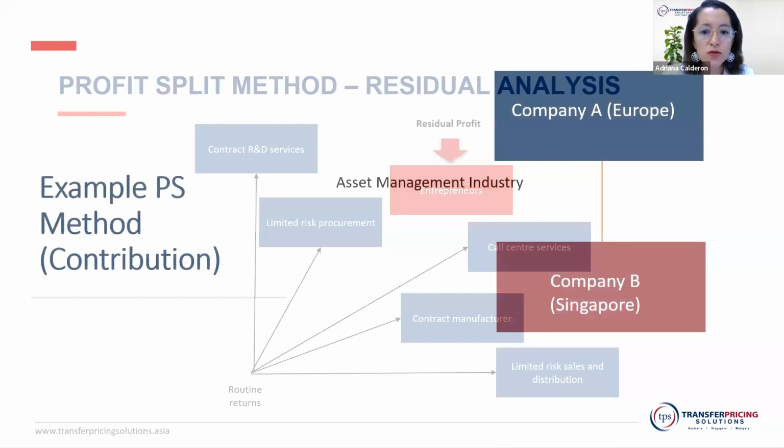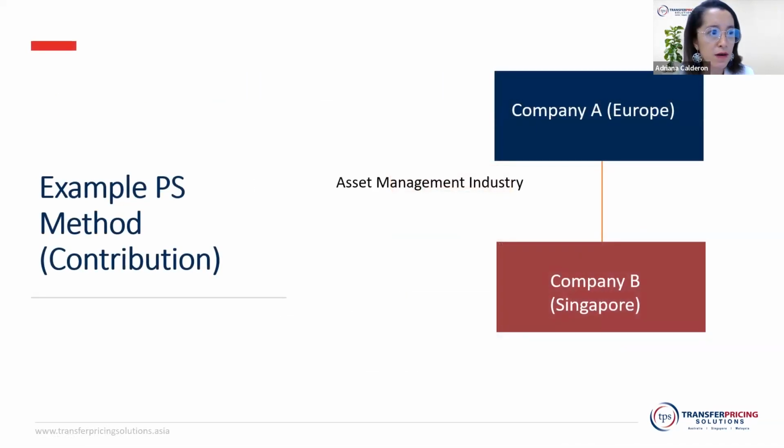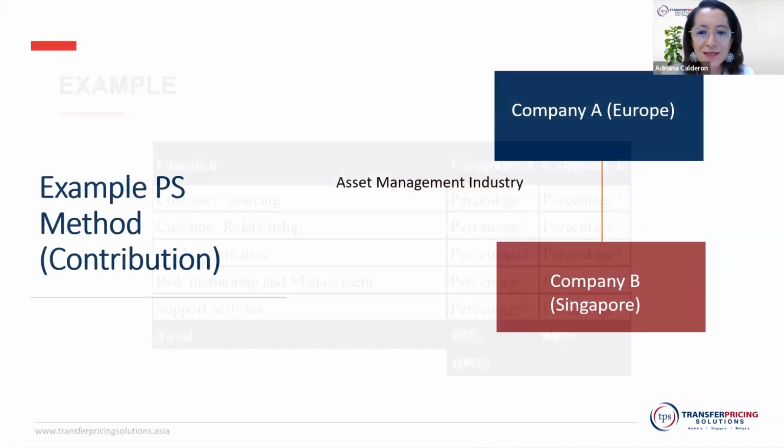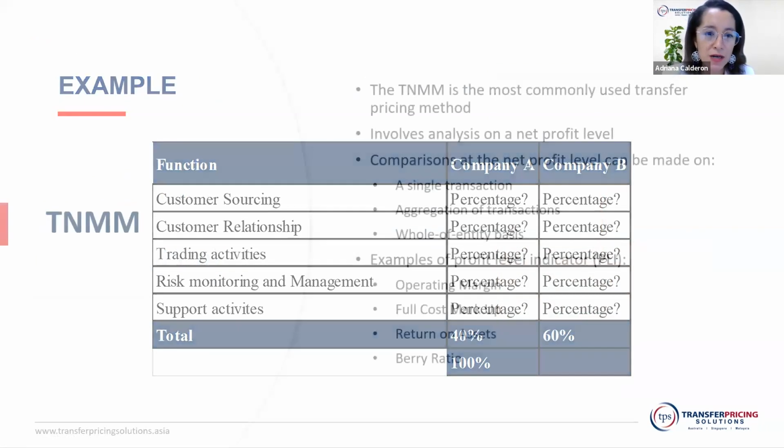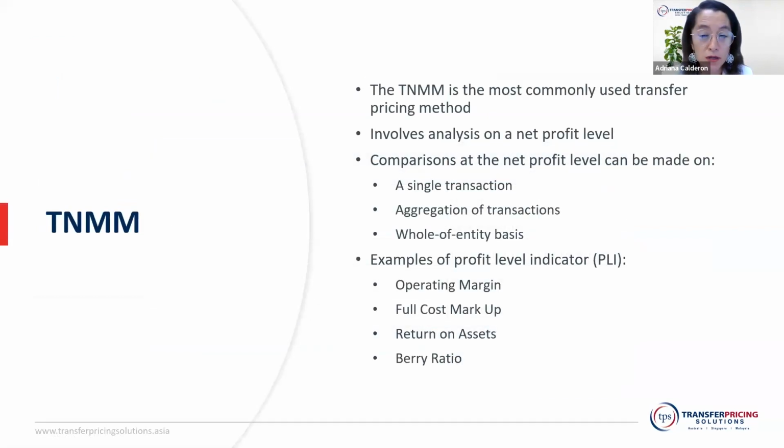So maybe there is a bit of an oversight here. We need to skip these ones. So maybe let's discuss the transactional net margin method, which is the one that we haven't spoken about, because it's part of the profit methods, but actually the transactional net margin method operationally works very much like the transactional methods, because it involves testing only one entity in the transaction on a net profit level.